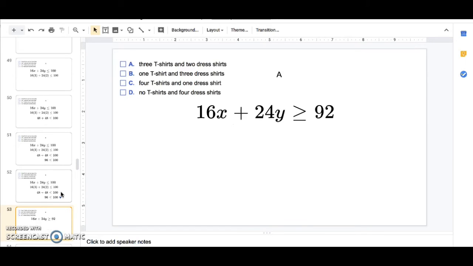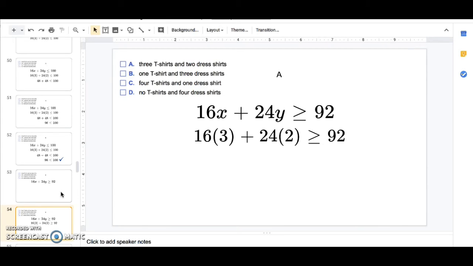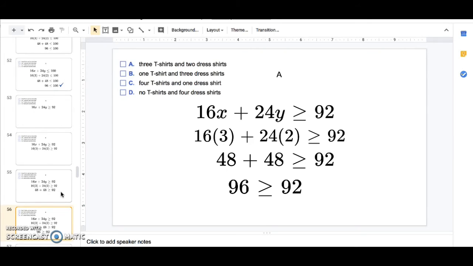Let's try the second one. So we have 16x plus 24y is greater than or equal to 92. Substitute in again 3 and 2 for x and y respectively. We have 48 plus 48, which is 96. And 96 is indeed greater than or equal to 92. So that tells you that A is one of my answers, so that combination works.